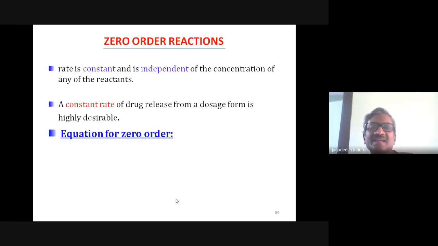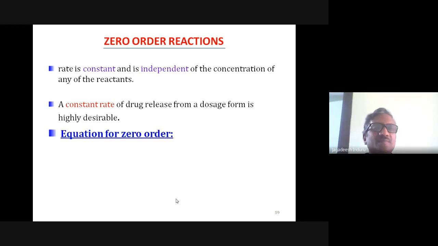The first and simplest one is zero order kinetics, or zero order reactions. In zero order reactions, the rate is constant and it is independent of the concentration of any reactant. It is not dependent on concentration. Whether the concentration is very high or low, it is immaterial. The constant rate of reaction will be progressing.